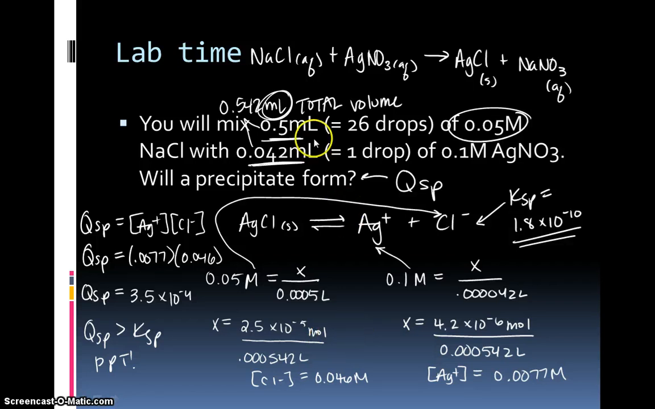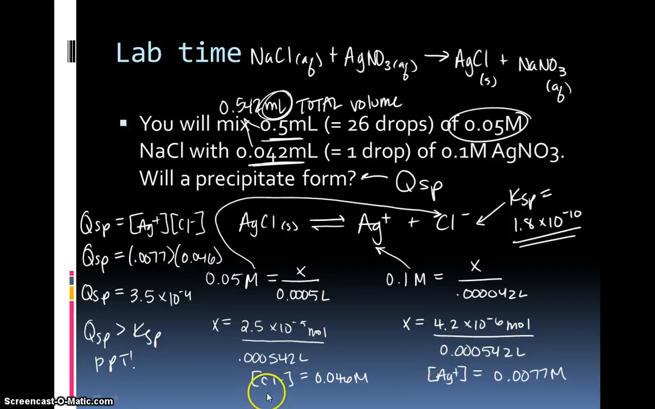Now, because I'm adding these two solutions together in my reaction, what I need to understand is the concentration of my Ag and my Cl for the total solution of the reaction, not their individual solutions. So once I know how many moles of each ion I'm putting in my solution, I can divide that by the total volume of my final solution. I would just add these two milliliters together to get 0.542 milliliters and then divide by 1,000, which is where I got these bottom numbers from.